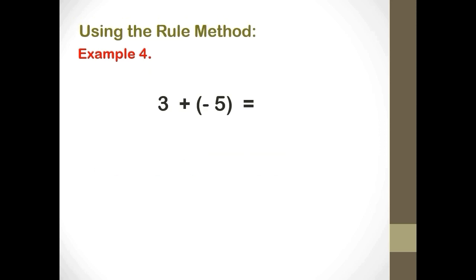Now let us solve it using the rule method. Since the addends are unlike, following the second rule, we subtract them. Therefore, 5 minus 3, we have 2. And since 5 has the greater absolute value than 3, we follow the negative sign. Therefore, our final answer is -2.